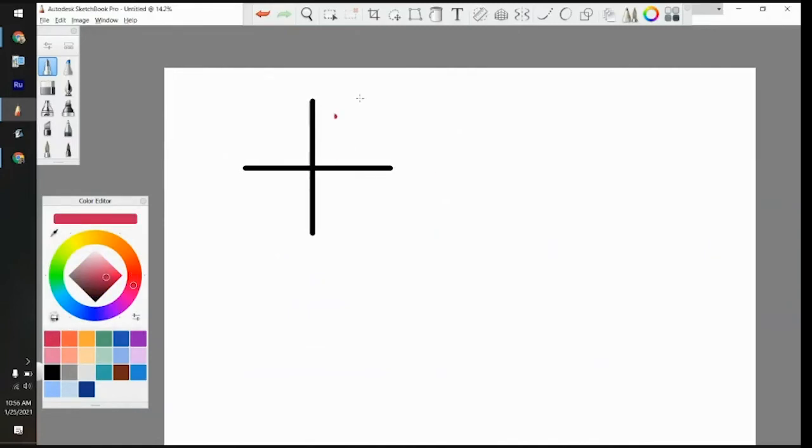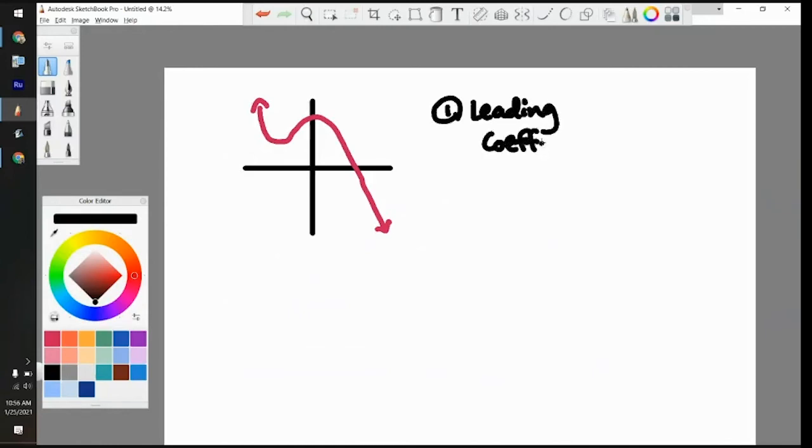Let's do, I went down, then up, and down right here. Okay. Things I want questions answered for this problem. Number 1, I want to know the leading coefficient. Is it positive or is it negative?